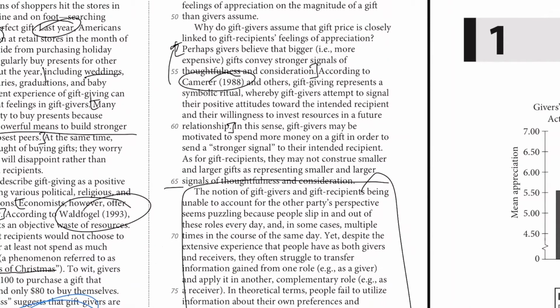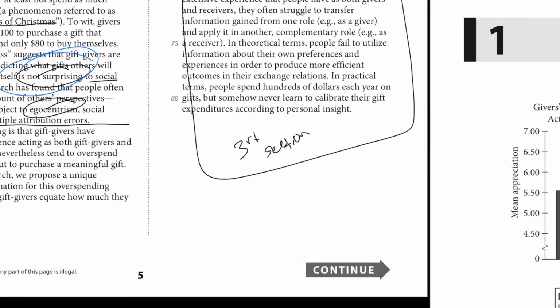In this sense, gift givers may be motivated to spend more money on a gift in order to send a stronger signal. So this is Kammerer's point of view, right? He's saying that people spend more money to send a stronger signal to the intended recipient, right? As for gift givers, they may not construe smaller and larger gifts as representing smaller and larger signals of thoughtfulness and consideration. So what did we learn from this?